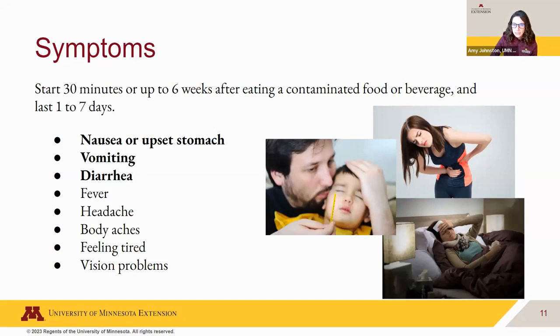And when we're looking at these symptoms, it's clear that a person's GI or gastrointestinal tract is the main part of the body targeted or impacted by these illness-causing bacteria. However, certain bacteria can cause vision problems, such as difficulty seeing or blurriness. So if you or someone in your household or someone at work is experiencing any of these symptoms, it's best to see a doctor and report it if foodborne illness is the suspected cause.